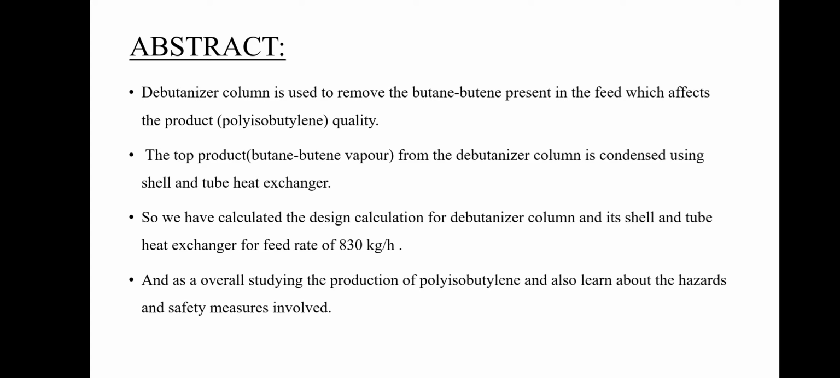The main abstract of the project is that the debutanizer column is used to remove the butane present in the feed, which affects the overall quality of the product, polyisobutylene. The top product of the debutanizer column is butane vapor, which is condensed using the shell and tube heat exchanger. We calculated the design for the debutanizer column and the shell and tube heat exchanger for a feed rate of 830 kg per hour. Overall, we also studied the production of polyisobutylene and the hazards and safety measures involved in the process.